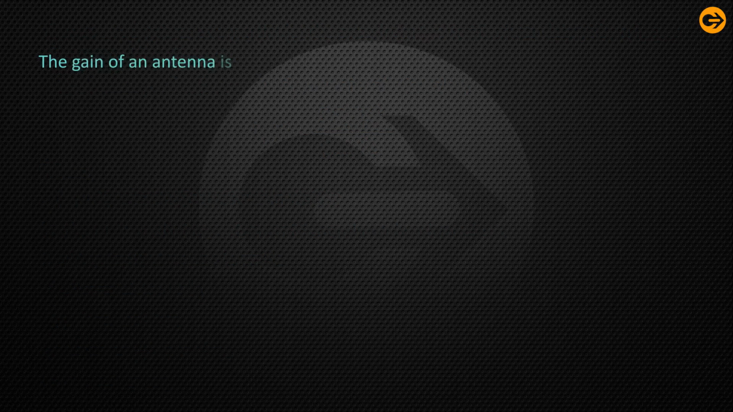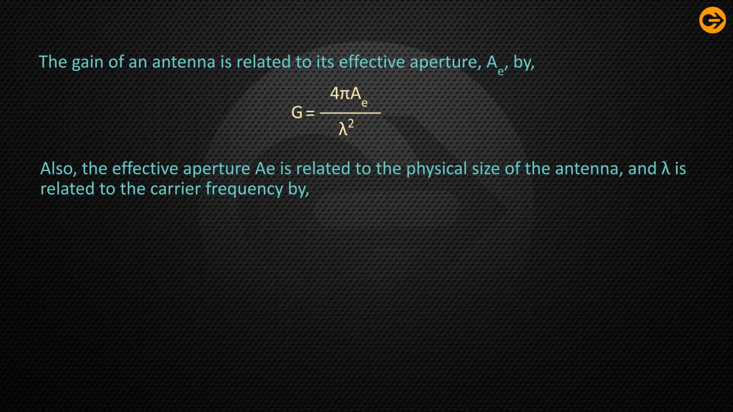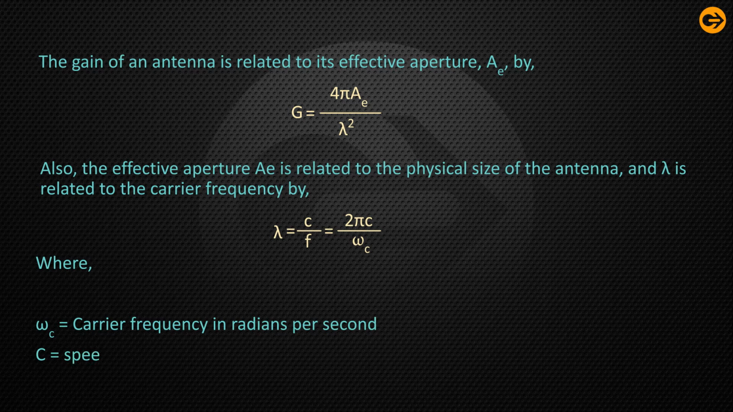The gain of an antenna is related to its effective aperture, that is AE, which can be calculated by G is equal to 4 pi AE by lambda square. Also, the effective aperture AE is related to the physical size of the antenna, and lambda is related to the carrier frequency by lambda equal to C by F, that is equal to 2 pi C by omega C, where F is the carrier frequency, omega C is the carrier frequency in radians per second, and C is the speed of light.